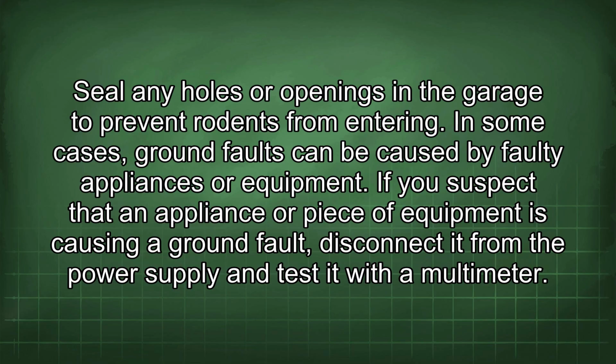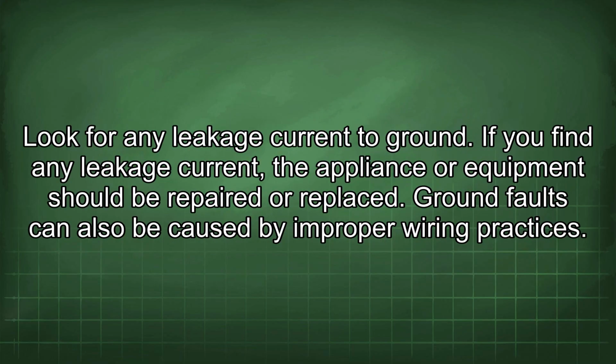In some cases, ground faults can be caused by faulty appliances or equipment. If you suspect that an appliance or piece of equipment is causing a ground fault, disconnect it from the power supply and test it with a multimeter. Look for any leakage current to ground. If you find any leakage current, the appliance or equipment should be repaired or replaced.